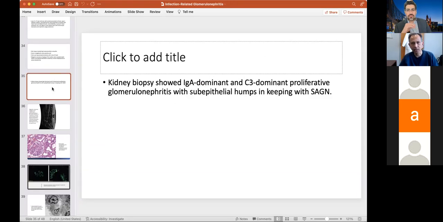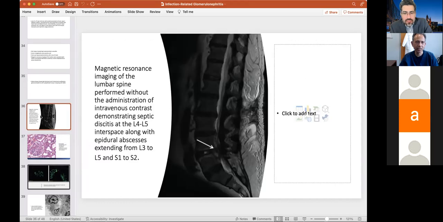So a kidney biopsy was done, which showed that the patient had IgA dominant and C3 dominant proliferative GN with some subepithelial humps, not subendothelial, subepithelial humps. So that is consistent with Staph aureus associated GN. Next slide. Yeah, this is the MRI.